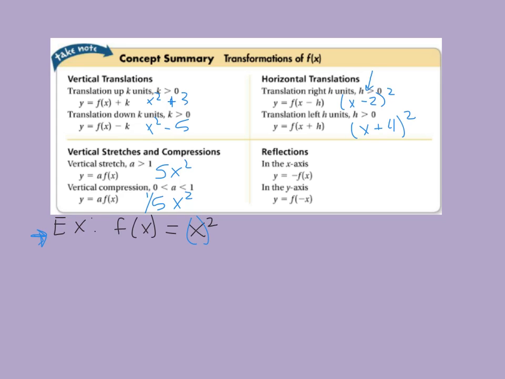And finally, if I have a negative, that's going to be a reflection. If I have a negative outside of my function, like negative x squared, that would be a reflection over the x-axis. So flipping it from up to down. If the negative is inside the parentheses, that's going to be a reflection over the y-axis, so left and right. I would make sure to write down all these rules for reflections and different transformations.